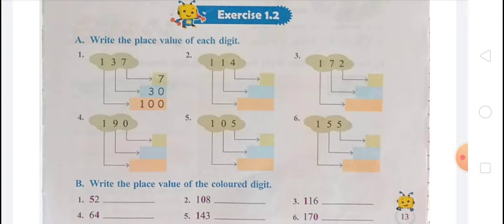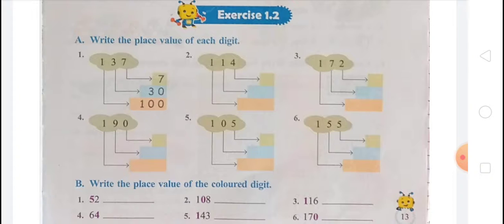In 114, 4 is in the ones place, its place value is 4. 1 is in the tens place and its place value is 10. And 1 is in the hundred place, so its place value is 100. In question number 3, 2 is in the ones place, so its place value is 2. 7 is in the tens place, so its place value is 70. And 1 is in the hundred place, so its place value is 100. Fourth, in 190, 0 is in the ones place, so its place value is 0. 9 is in the tens place, so its place value is 90. And 1 is in the hundred place, so its place value is 100.